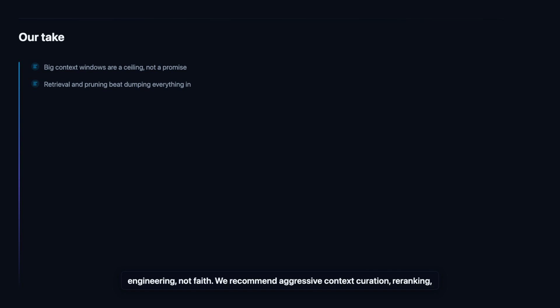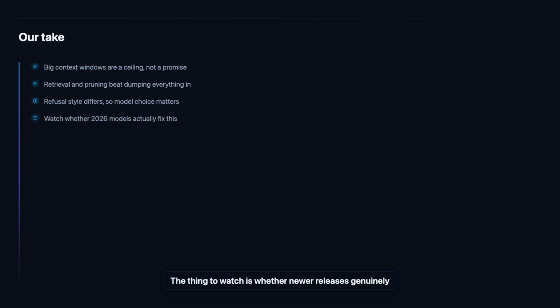We recommend aggressive context curation, re-ranking, and tight retrieval over stuffing entire documents into the prompt and hoping the model sorts it out. Claude Opus 4 refused at 2.89% while GPT models hallucinated more freely. For high-stakes lookups we would rather a model abstain than confidently invent, so vendor behavior under load belongs in the selection criteria. The thing to watch is whether newer releases genuinely break the rot curve, not just extend the window. Until a vendor publishes flat accuracy across length on tasks like these, assume long context performance still quietly erodes.